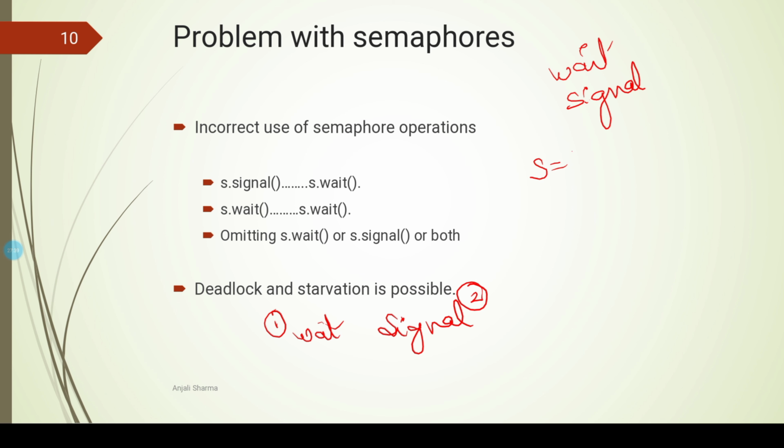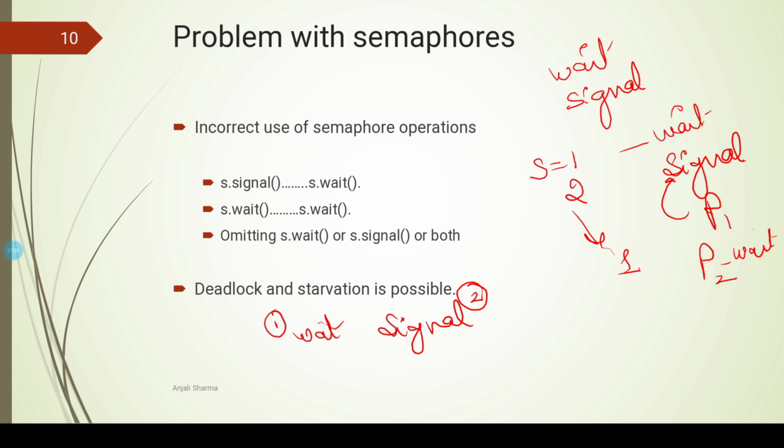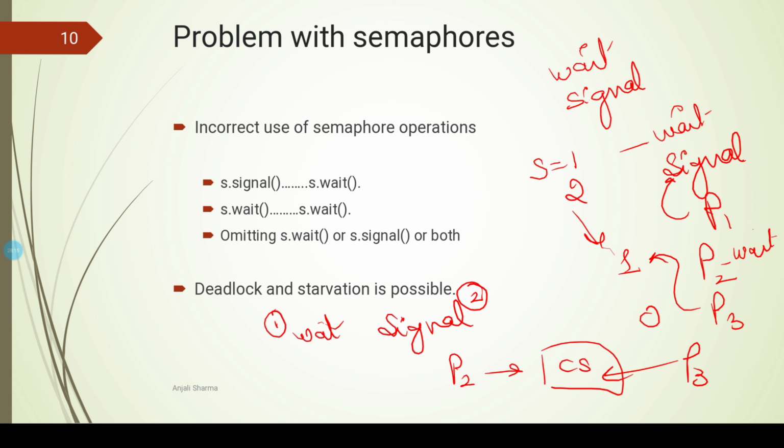Suppose the value of the semaphore is 1, right? And instead of the wait operation, we perform the signal operation on it. Suppose one process comes and performs signal on it. So the value becomes 2, right? And if another process comes and performs wait, the value becomes 1. That means process P2 is allowed in the critical section, right? Another process comes and performs the wait operation, it becomes 0. Another positive value, so P3 is also allowed to get into the critical section.